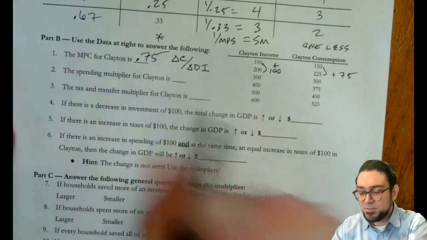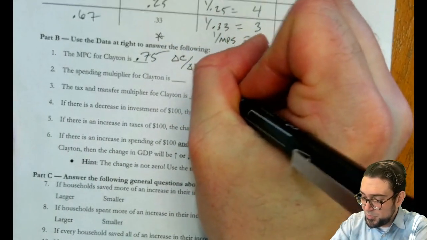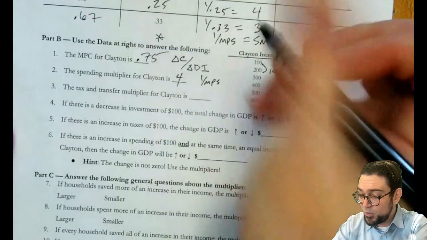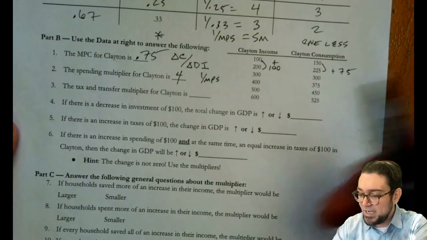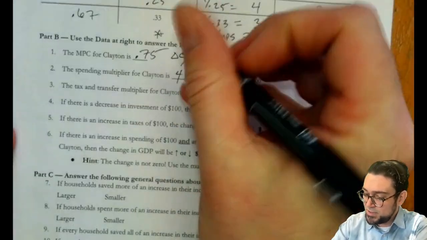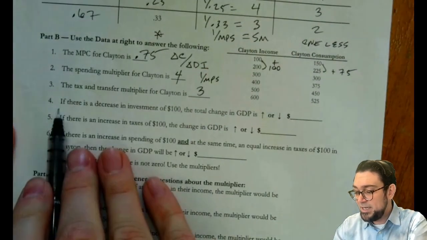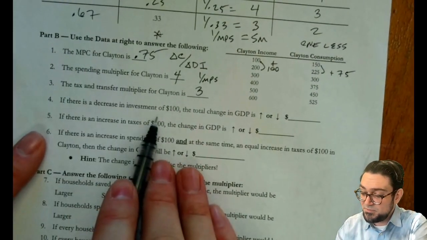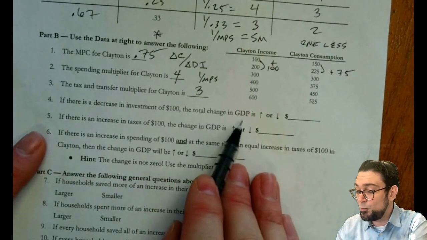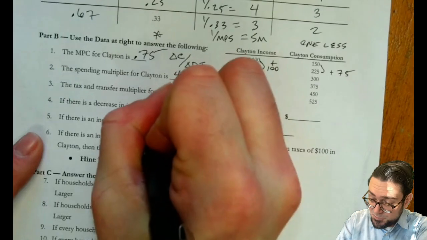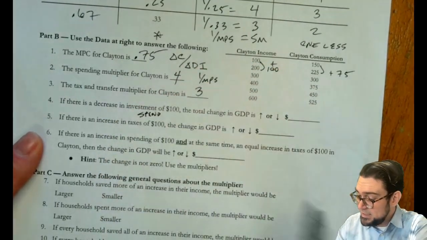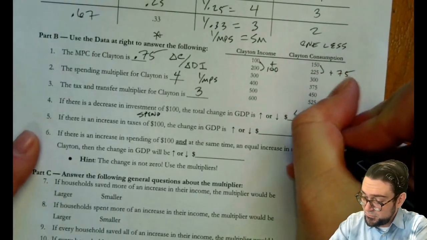Pretty easy. Spending multiplier for Clayton is 1 over the MPS, which means that it is 4, because the MPS must be 0.25. So taxes and transfers multiplier is 1 less than that, so that's 3. And now we've got number 4. If there's a decrease in investment of $100, the total change in GDP is going to be what? So the 100 is spending, right? Spending. 100 times 4 gives us 400.